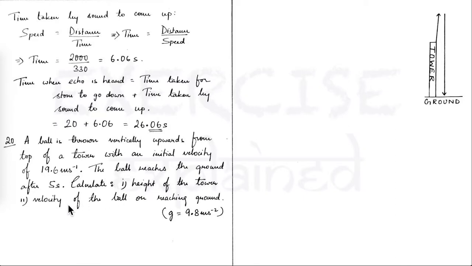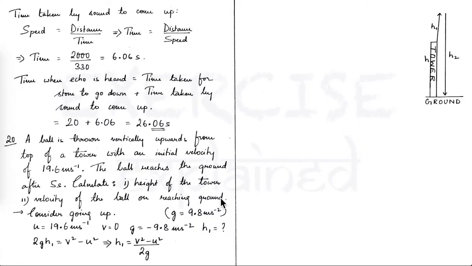Calculate the height of the tower. That is the first part. Then the velocity of the ball on reaching the ground, that is the final velocity with which the ball falls onto the ground. Acceleration due to gravity should be taken as 9.8 meter per second square. Now we consider a few things. The height of the tower to be h. From the top of the tower till the height the ball goes, we consider it as h1. And from the topmost point till the ground, the height is considered as h2.